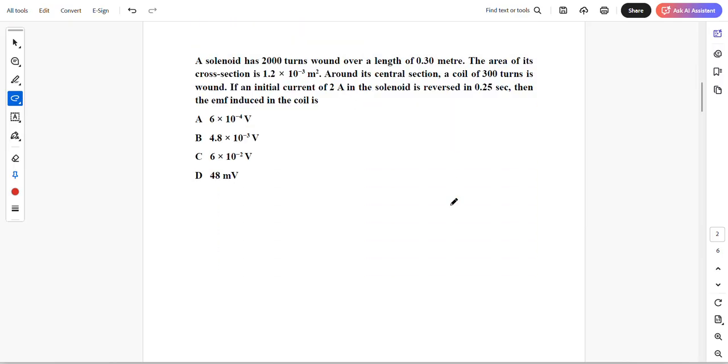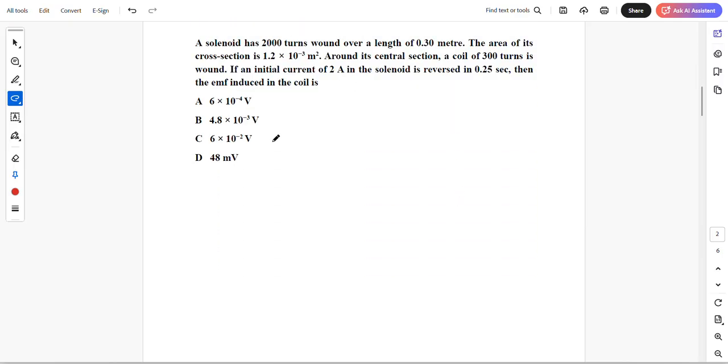Okay, now we'll see this first problem. What it is saying: a solenoid has how many turns? N is equal to 2000 turns, wound over a length of 0.3. L is equal to 0.3. The area of its cross section is also given: 1.2 into 10 to the minus 3 meters square.